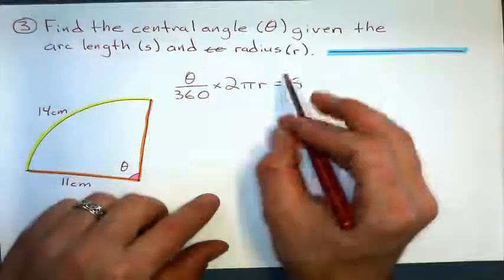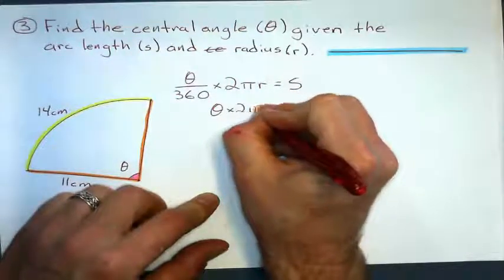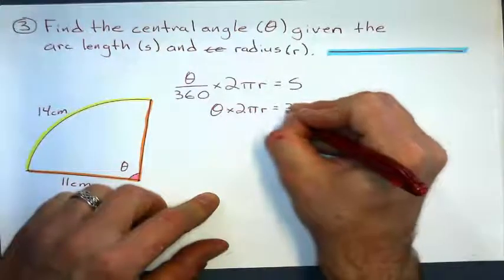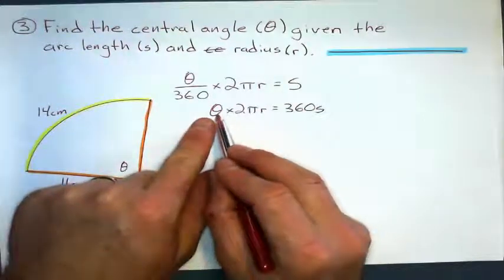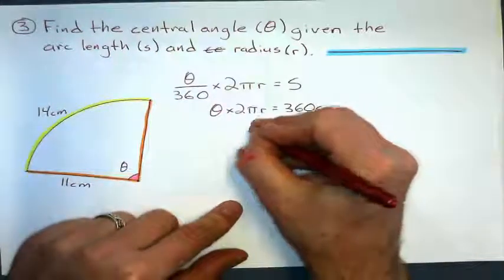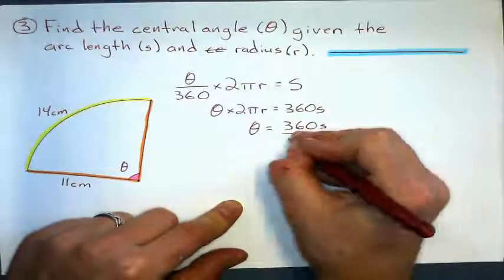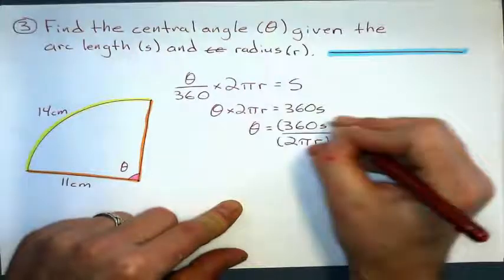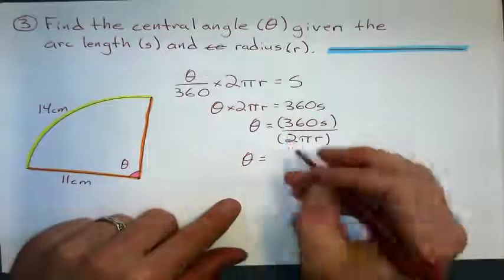Okay, this should look familiar. I'm going to multiply the other side by 360, and I get theta times 2 pi r equals 360 times my arc length. Now what am I going to do? I want theta by itself, so I'm going to divide by 2 pi r, and I'll get it. So my central angle equals 360 times my arc length divided by 2 times pi times my radius. Put those in brackets if I'm doing it on the calculator, and I'm good to go.